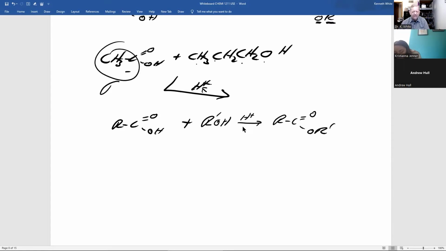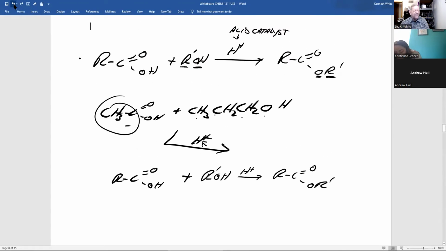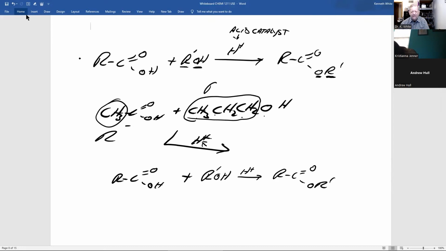And what's R? R is methyl. What's R prime? Propyl. So on my carbonyl carbon, the R group is methyl. Remember, you don't break carbon single bonds. Oxygen, again, you don't break carbon single bonds. There are three carbons. Notice the N carbon is attached to the hydroxyl group. So the N carbon of three carbons will be attached there.